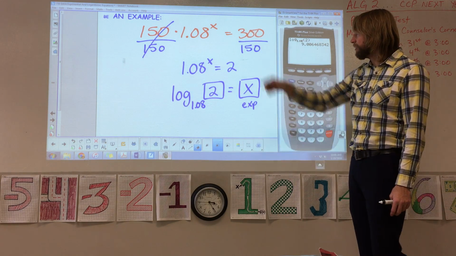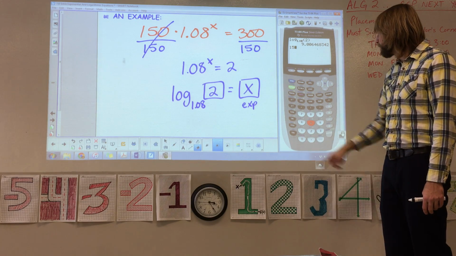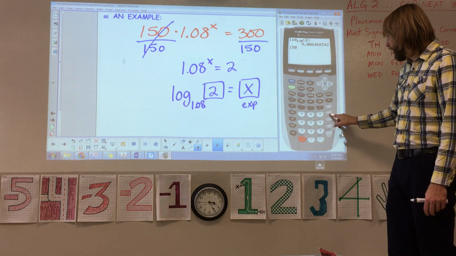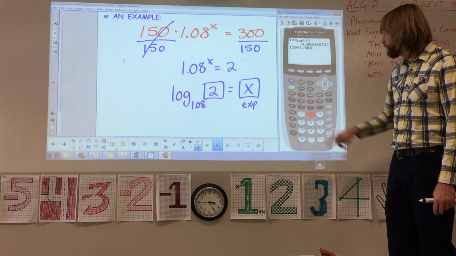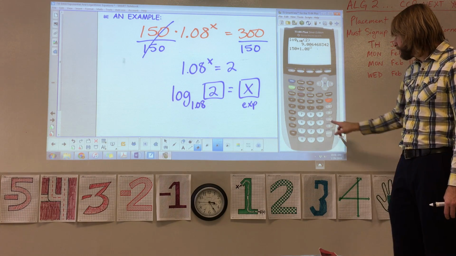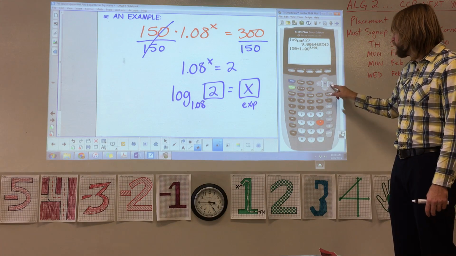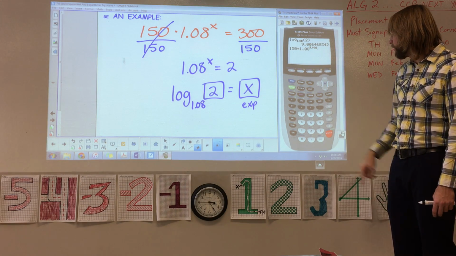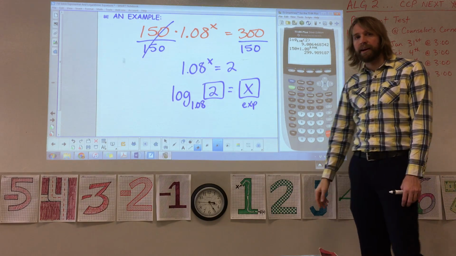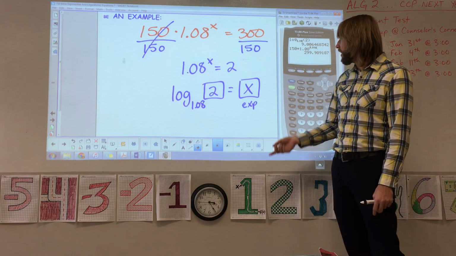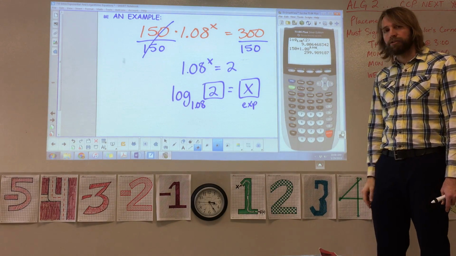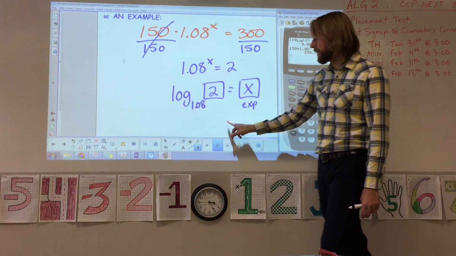So what can I do to double check that answer? Go back to the original in red here. 150 times 1.08 to the power of 9.006. And see if I get about 300. 299.99. Yeah, we've rounded our answer, but we're right there. So it took me a few extra seconds to check my answer.